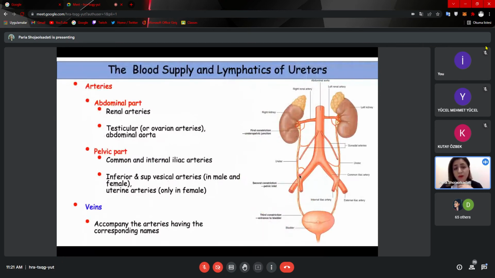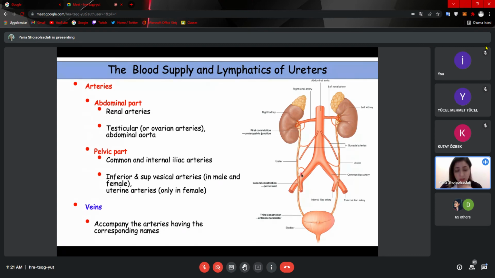The arterial supply and veins of the ureters: this organ receives local arteries at different levels. For example, the abdominal part is supplied blood by the renal artery, directly from the initial part of that, and arteries that come from the testicular or ovarian artery. You can see it clearly in there.